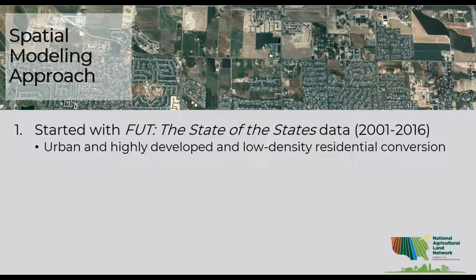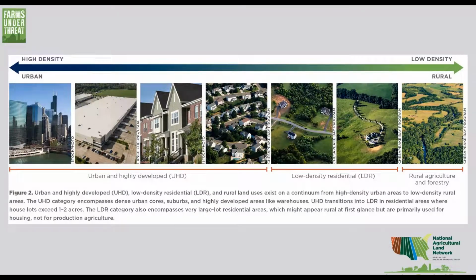We are using that past conversion data to model and predict future conversion of farm and ranch land out to 2040. We started with our Farms Under Threat State of the States analysis of conversion from 2001 to 2016. And as a reminder, that analysis mapped conversion of land to two different types, and we're going to take a moment to talk about those two different types.